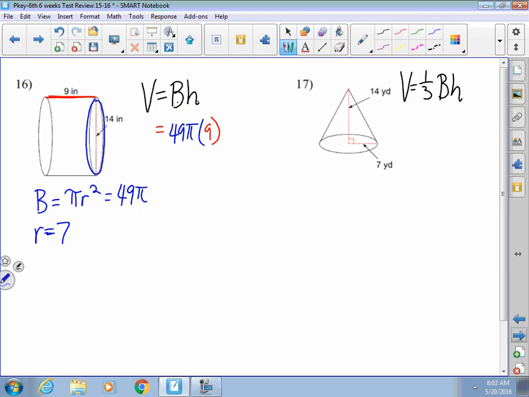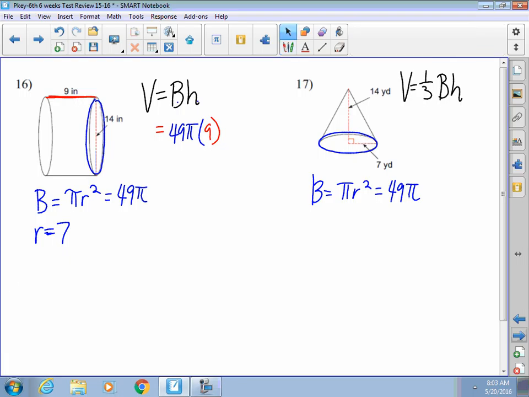And then the last one, 17. It's a cone, 1/3 BH. Again, in a cone, the base is the shape of a circle. So that's when we're doing that pi r squared again. And luckily, they already gave us the radius. It's 7, and we just did that. So it's 49 pi. And then our height, again, is our distance from the center to the vertex. So we get 14.